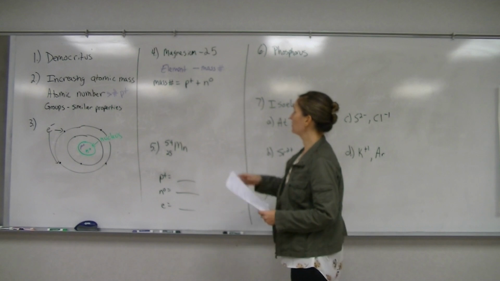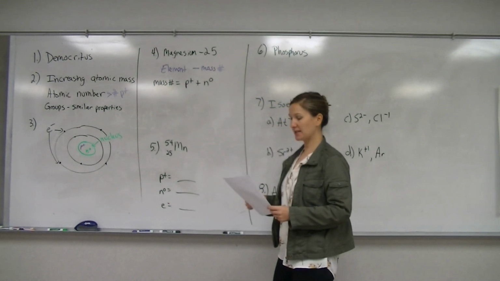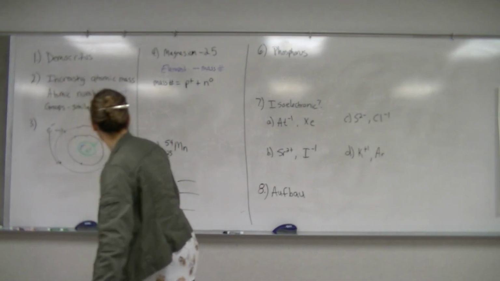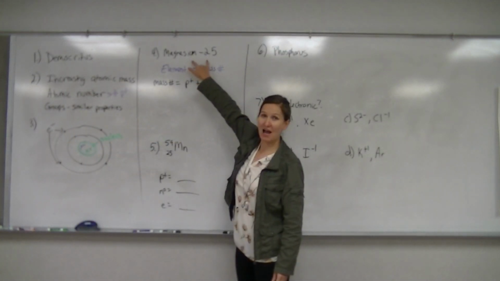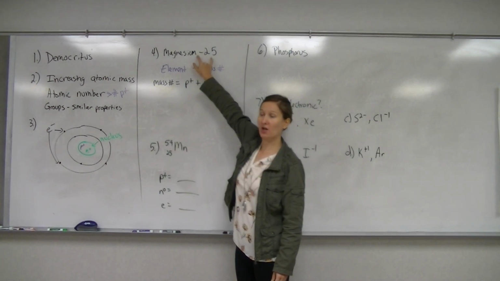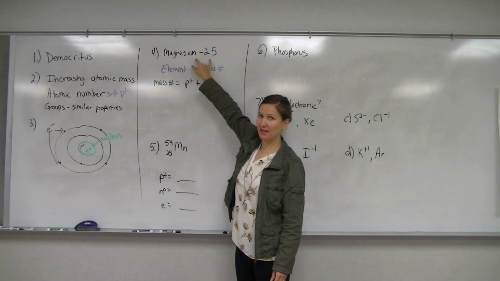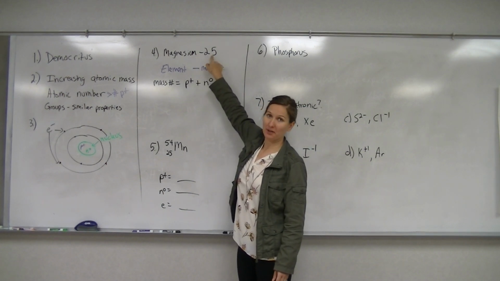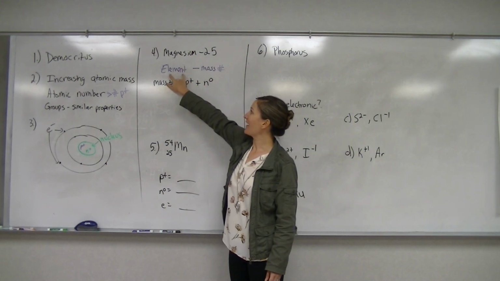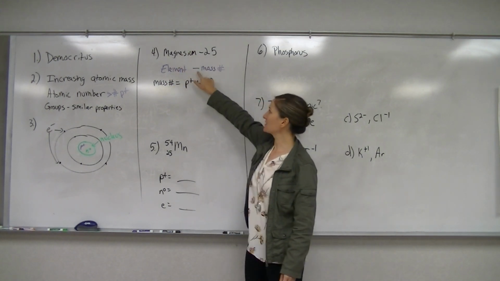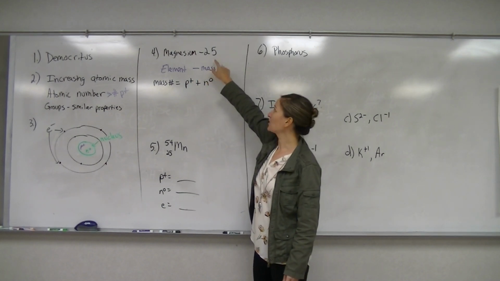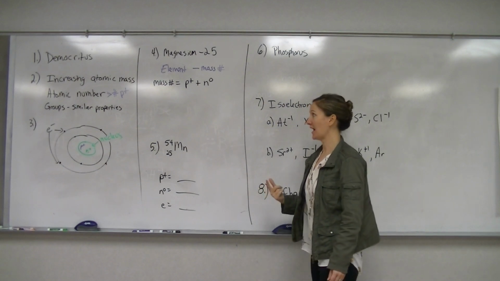Number 4 gives you magnesium-25, and what it's asking you to solve for is how many neutrons. So remember, this is an isotope. This is one way that we can represent an isotope. And isotopes are atoms of the same element with different mass numbers. So when we represent an isotope this way, we have the element name, magnesium in this case, and then a dash, and what comes after the dash is the mass number. So that 25, that's the mass number of that isotope.